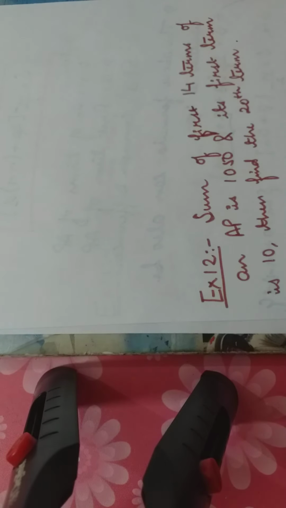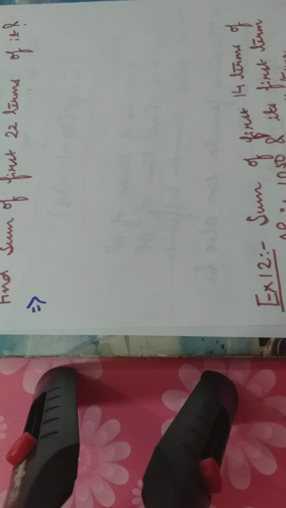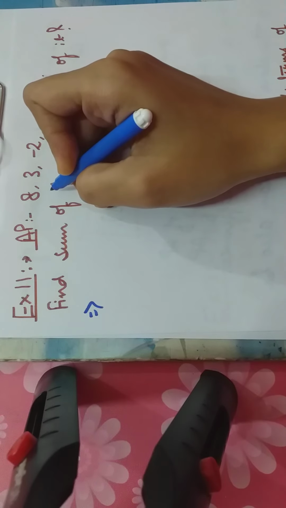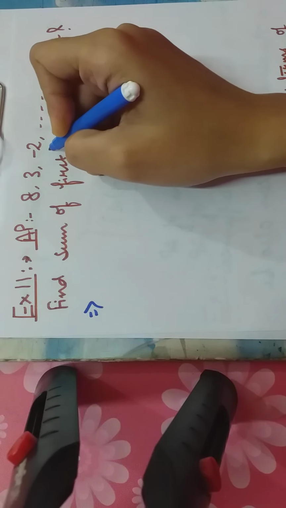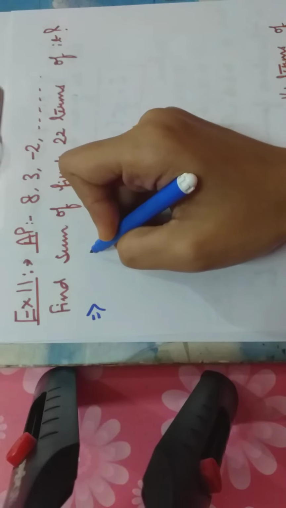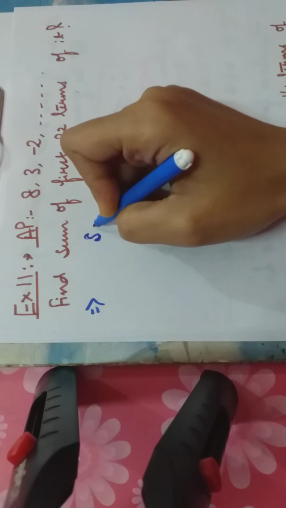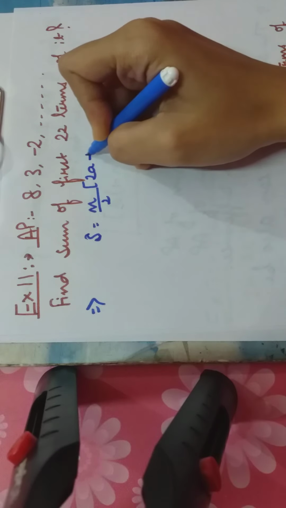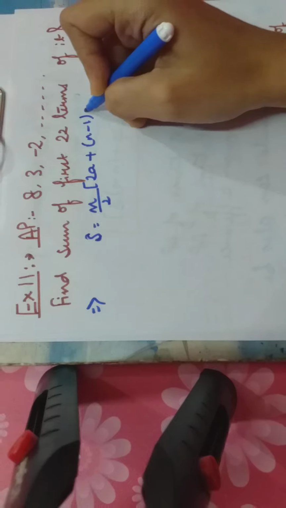So let's begin the example part of our exercise 5.3. Examples up to example number 10 we have already solved. Example 11 says: find the sum of the first 22 terms of the AP 8, 3, minus 2, and so on. So the formula says S equals n by 2 into 2a plus n minus 1 into d.